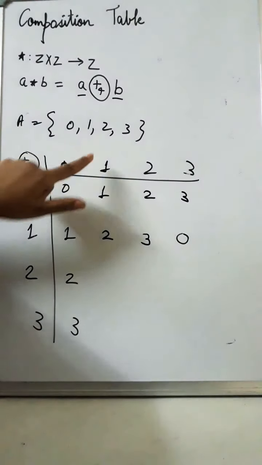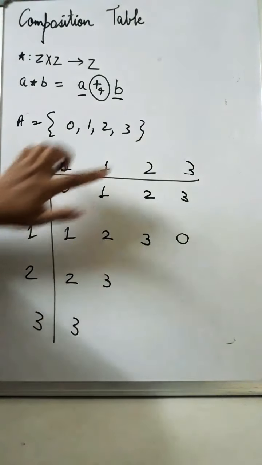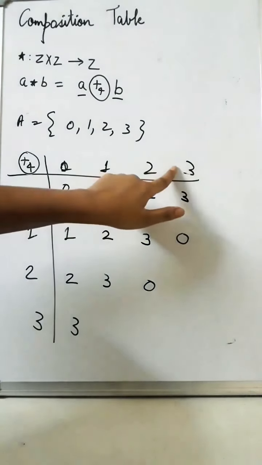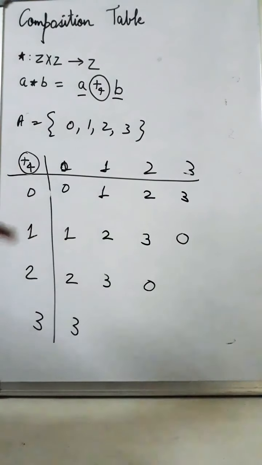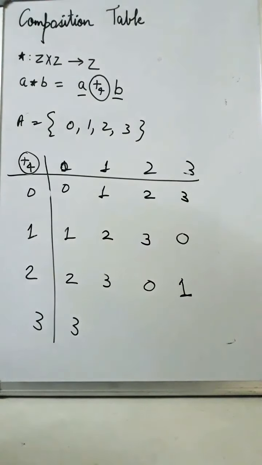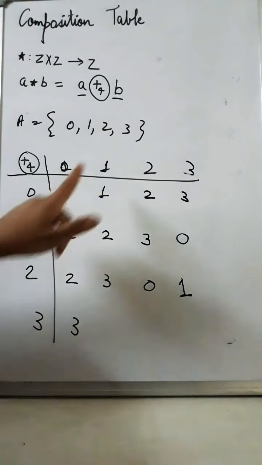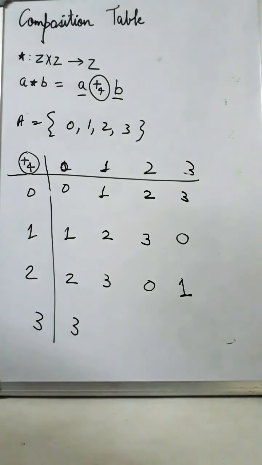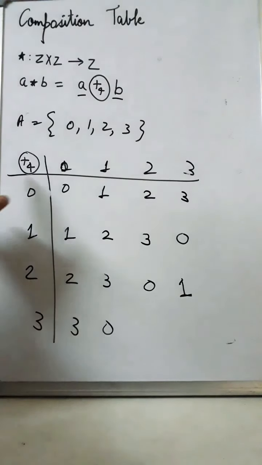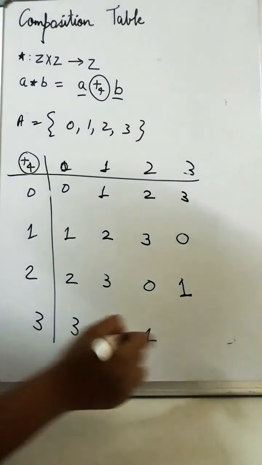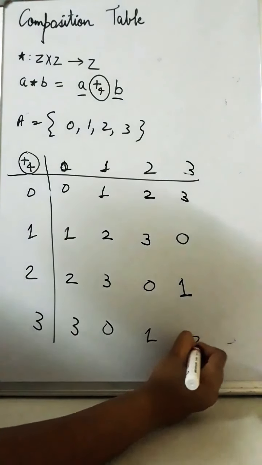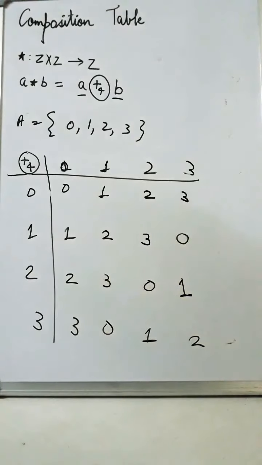Now 2 plus 1 is 3. For 3 you will get 3. 2 plus 2 is 4. For 4 you will get 0 as the remainder. Now 2 plus 3 is 5. 5 divided by 4, the remainder is 1. For 3 and 1, 3 plus 1 is 4. 4 divided by 4, the remainder is 0. 3 plus 2 is 5. 5 divided by 4, remainder is 1. 3 plus 3 is 6. 6 divided by 4, remainder is 2. So this is your composition table.